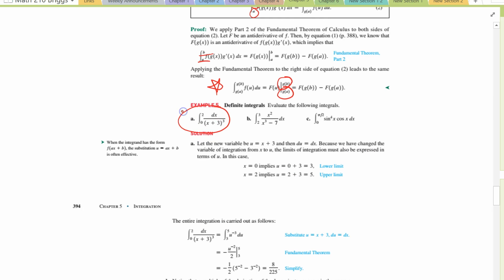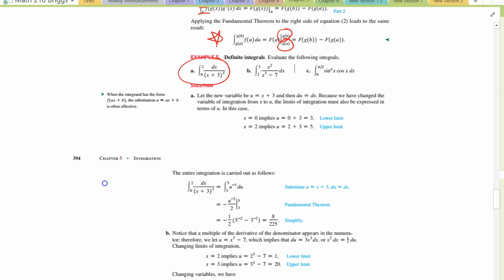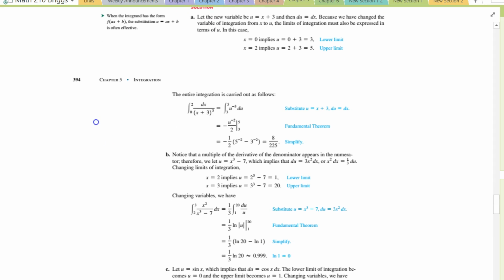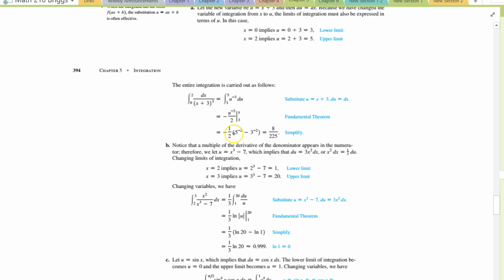This one does a u substitution, and you notice here it changes the bounds of integration. Here, if you let u equal x plus 3, then when x is 0, then u would be 3. When x is 2, u is going to be 2 plus 3, which is 5. So my bounds of integration change from 3 to 5, and then I can plug that in my function of u.